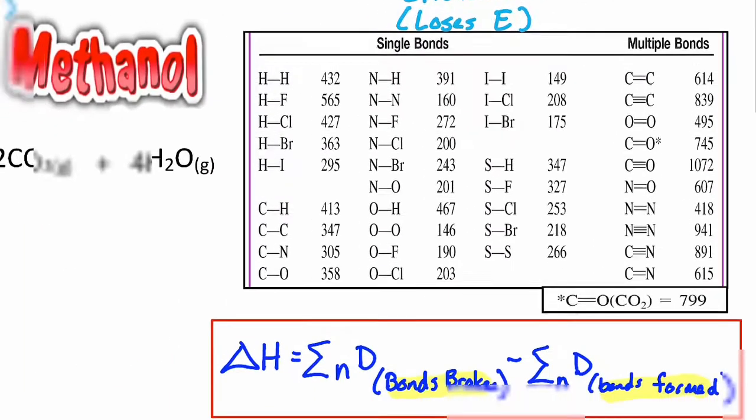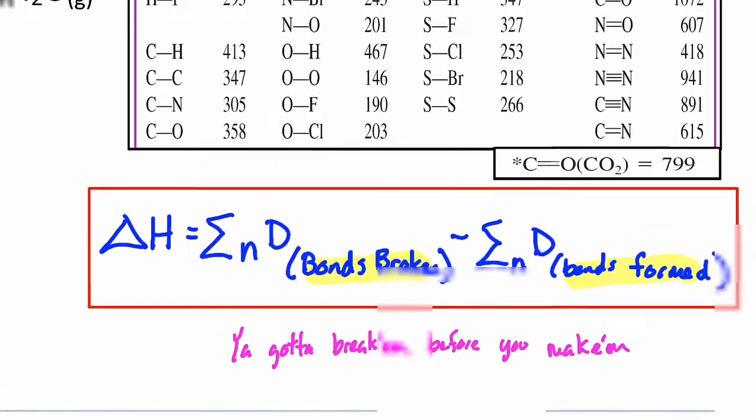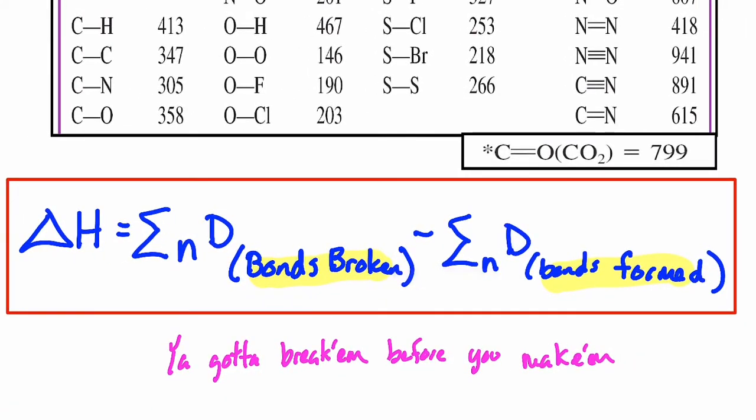So here's the equation. And it looks complicated, but it doesn't need to be. It's the change in H, which is enthalpy, which is energy flow. And it's basically the sum of the moles of your bonds that you break. D is just a representation of bonds. And then we're going to subtract the sum of the moles of the bonds that are made.